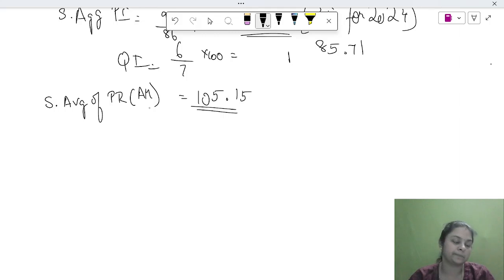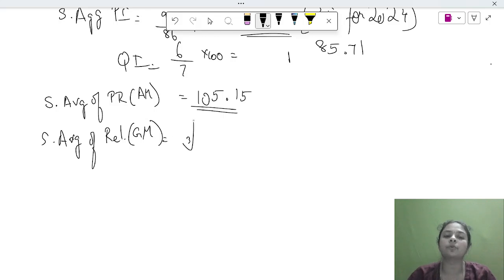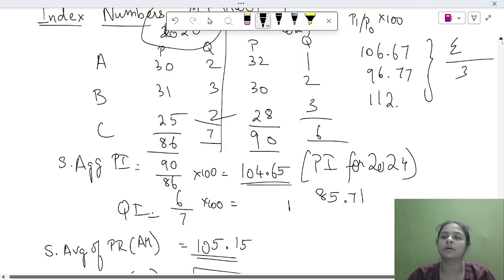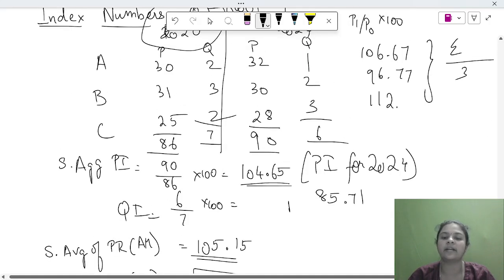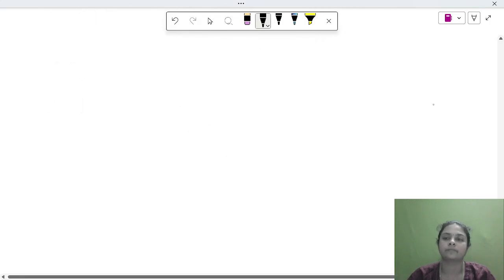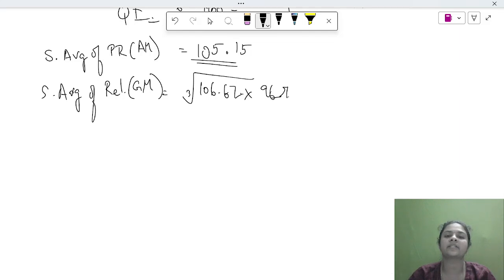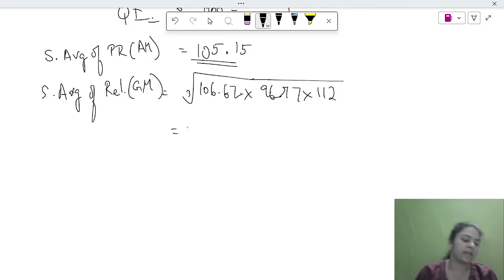Am I clear? Now in the same question, if they ask simple average of relatives under GM, now you need to take the cubic root of these three values: 106.67, 96.77, 112. 106.67 into 96.77 into 112. Now multiply and then take the cubic root.